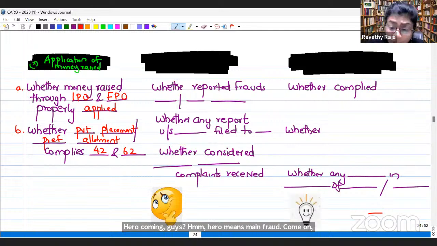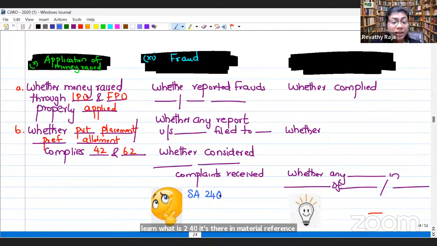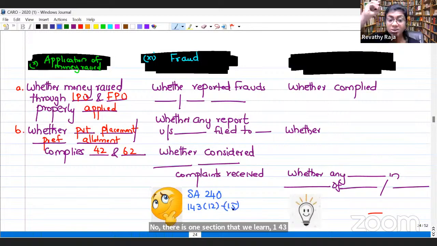Come on. It is clause number 11. Fraud. But if you hear fraud, what else will come to your mind? Inter, even though you don't have section 240, you have to learn what is 240. It's there in material reference. Fraud. Now, there is one section that we learn, 143 subsection 12 to 15, Company Audit, Companies Act. Even though Company Audit is deleted, 143 is still there in syllabus of inter and final.